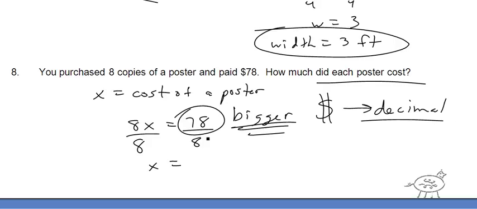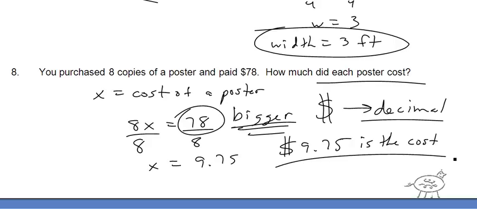So just put in your calculator. 78 divided by 8 is 9.75. Okay, so you're going to say $9.75 is the cost. Okay, those are the applications. Have the sheet handy when you're doing your homework, and you'll be good to go.